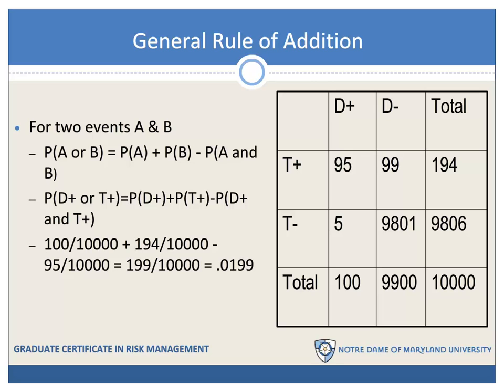So in that very last row, we have the calculation. 100 people plus 194 people less the 95 people that were counted twice gives us 199 people out of 10,000, for the probability that you see there of 0.0199. So this is an application of the general rule of addition, and what it's saying is the probability that a person selected at random from these 10,000 people will be either disease positive or will have tested positive for the disease is almost 2%, just as shown.